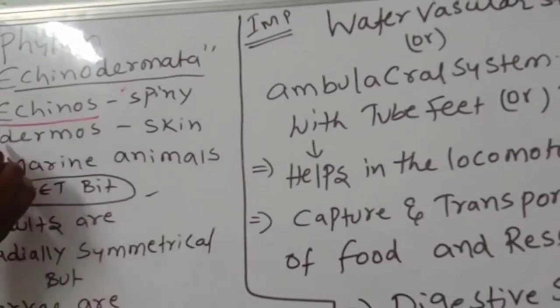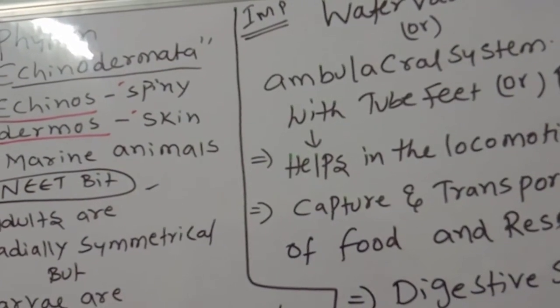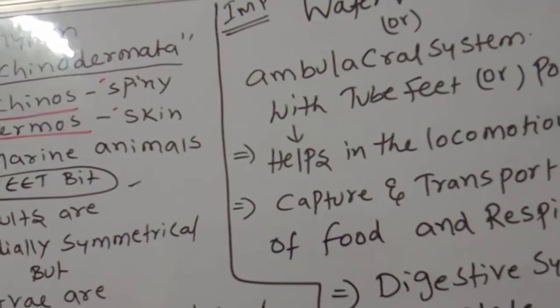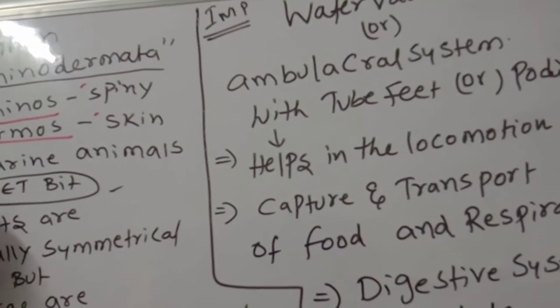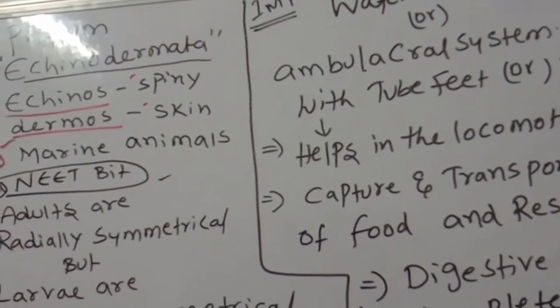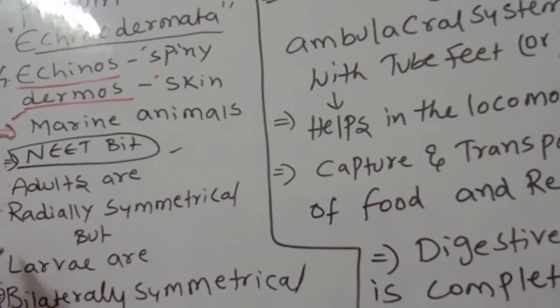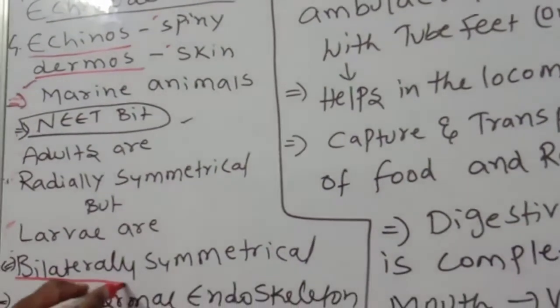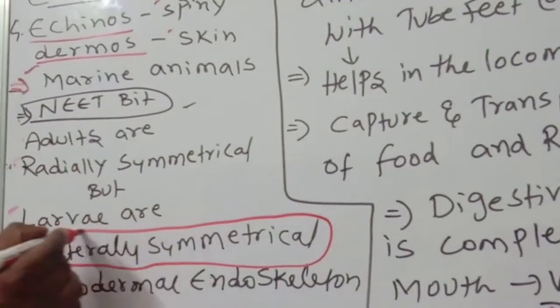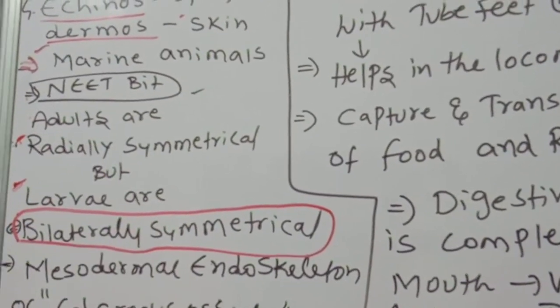Echino means spiny, dermis means skin. They have spiny skin, that's why the name echinoderms came. So the first character is that they are marine animals. The second point is the neat bit: some echinoderm adults are radially symmetrical, while the larval form is bilaterally symmetrical. Bilaterally symmetrical is the larval form, but adults are radially symmetrical.